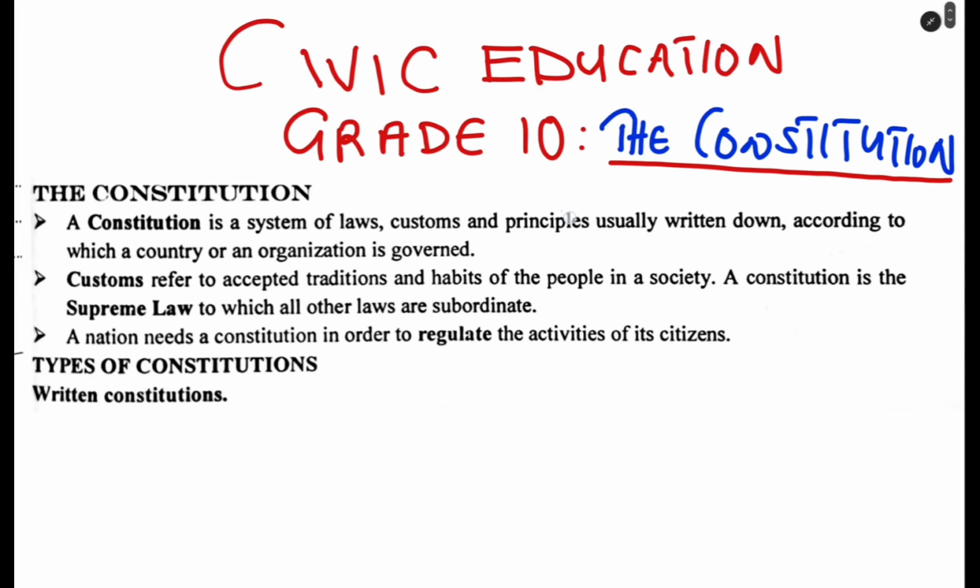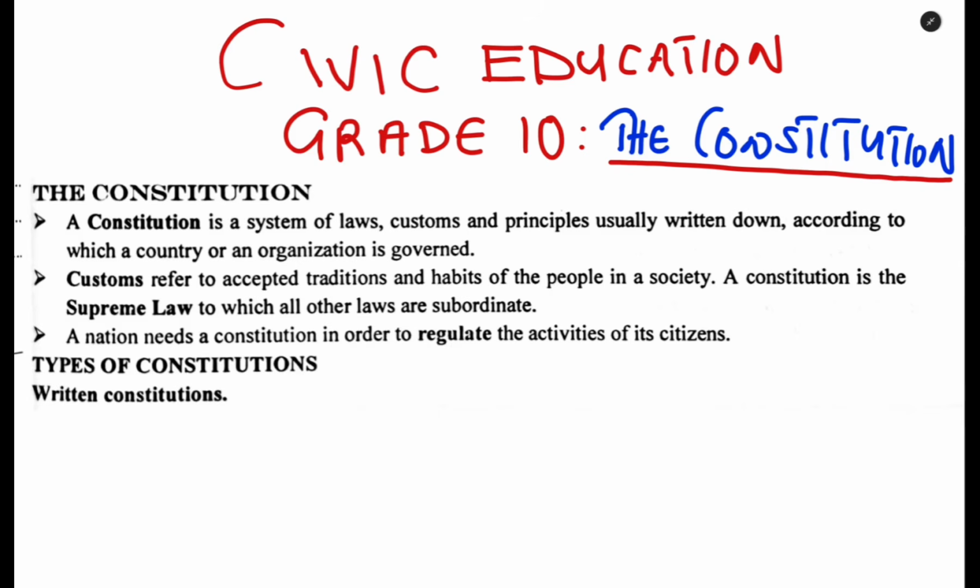So under this one, just to give you what you should expect, we are going to define what the Constitution is, and that is a very important part. We are going to look at the types of the Constitution, that is the written and unwritten, and you should know the advantages of each and disadvantages of each. Then we are going to look at the forms of the Constitution, that is the rigid and the flexible. So you should know all those.